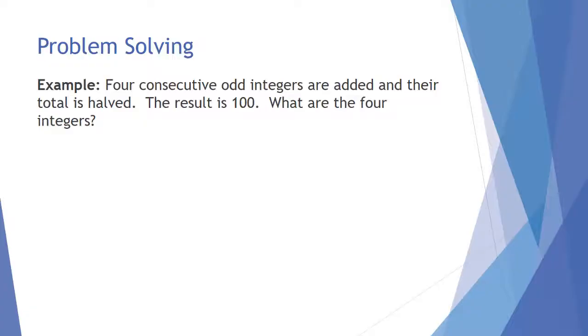4 consecutive odd integers are added and their total is halved. The result is 100. What are the 4 integers? Well, this is similar to a problem we did just a minute ago, but this time we have 4 consecutive odd integers.